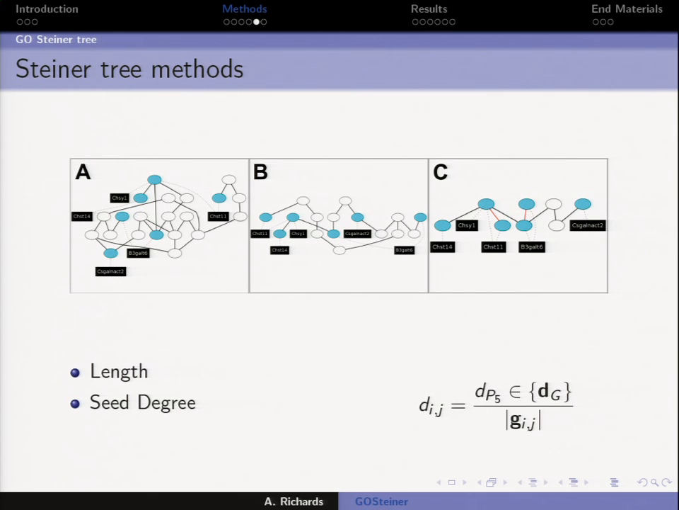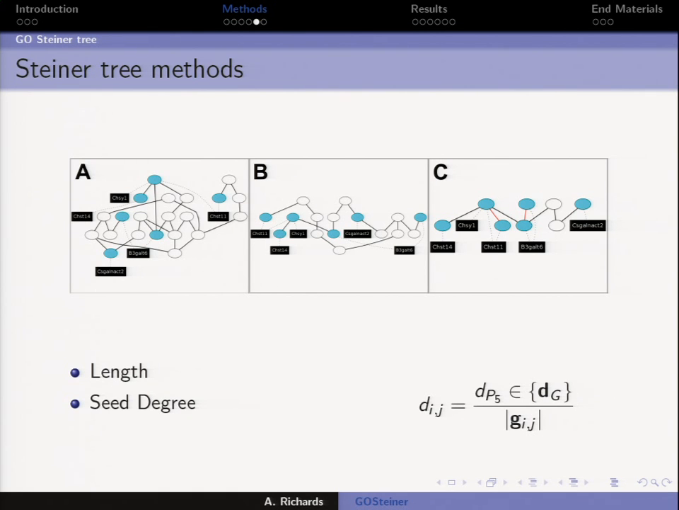If we use a Steiner tree in panel B, we have a more concise representation, and a Steiner tree is essentially a tree. So you have a single path that connects any two terms, or any two nodes, in the given set. But you want to minimize the total length. And so that's what we can say is a concise representation.